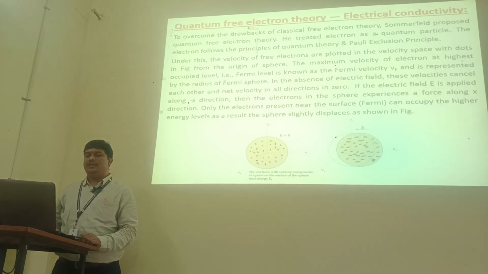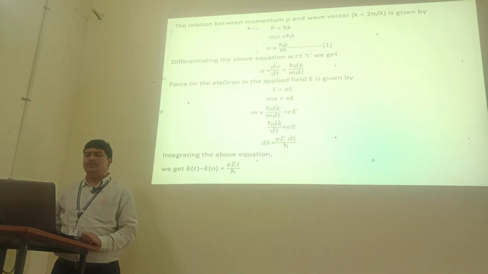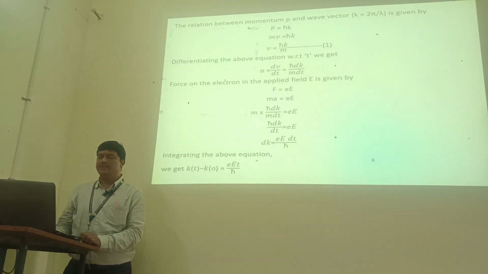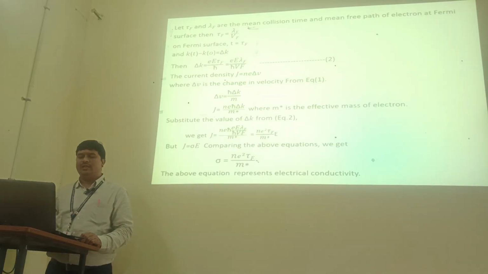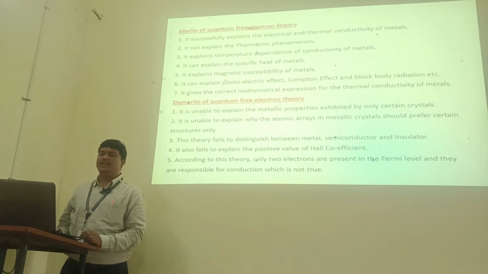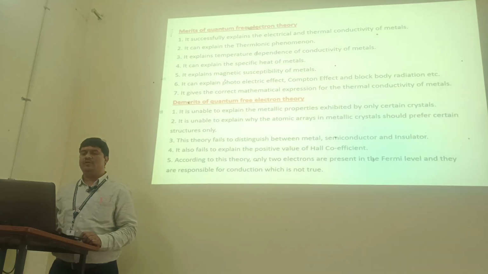Next, quantum free electron electrical conductivity. From here also we can derive the electrical conductivity equation according to quantum free electron theory. Then we get sigma equal to n e square tau_F by m star. Next, merits. It successfully explained the electrical and thermal conductivity of metals.